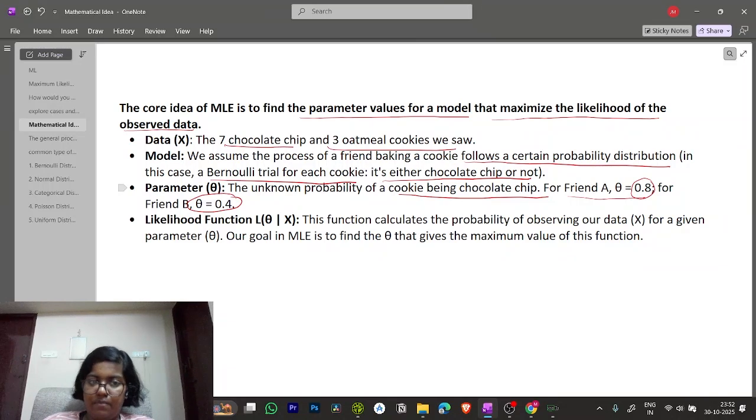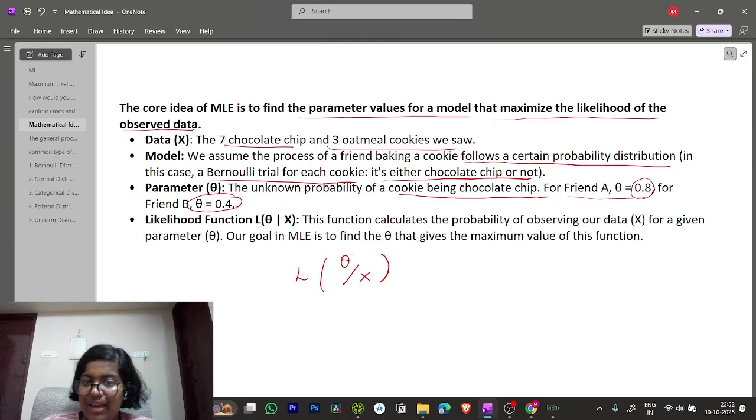This function, the likelihood function, can be written as L of theta given x, where theta is the parameter and x is the data. We can read it like this: what is the probability that A made chocolate chip cookies or B made oatmeal cookies? So this is how we read it. This is what theta given x means.